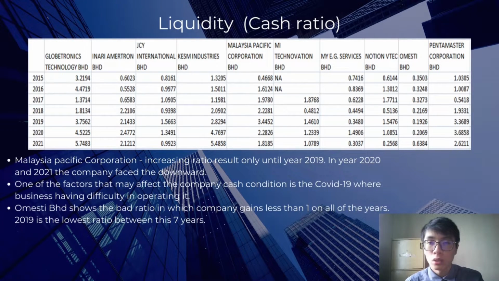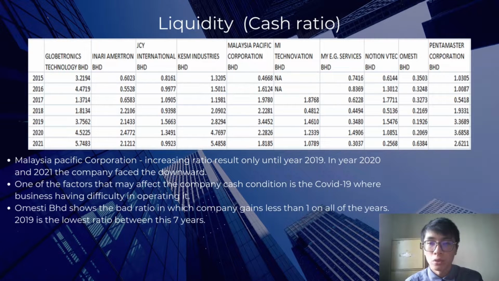In 2020 and 2021, the company faced a downward trend where the amount of cash they have may reduce due to certain factors. One of the factors is COVID-19, where businesses had difficulty operating. So this shows that for every RM1 of debt, the company will still have enough funds to pay it back using cash. So the last one is Dominant.